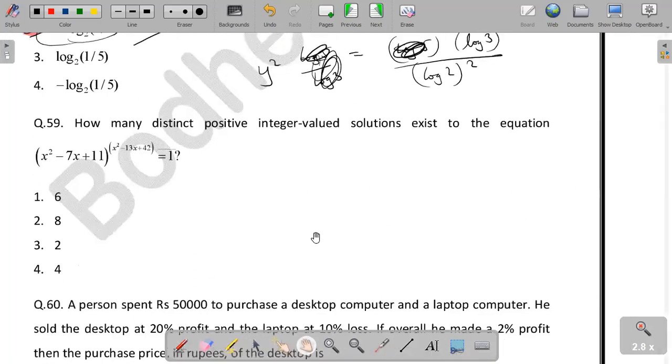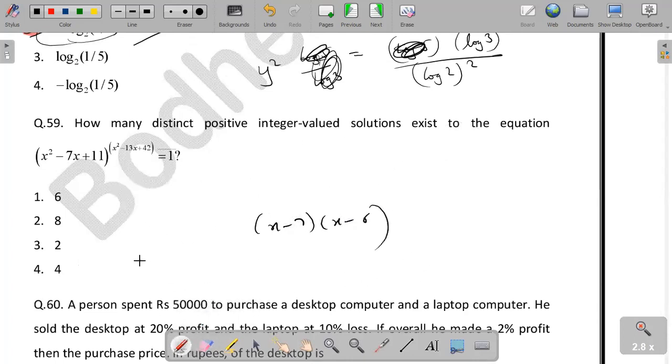How many distinct positive integral valued solutions exist to this equation? Fine. I will take some cases. Before that, I will try to do some jugaad to these equations if possible. I don't think it will be possible for one, and for this equation, it seems possible. That is x square minus 7x minus 6x plus 42. So (x minus 7)(x minus 6).